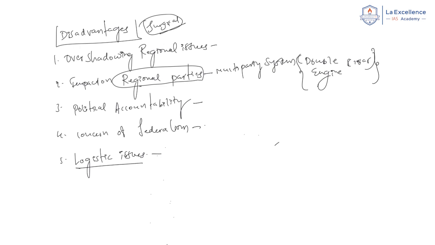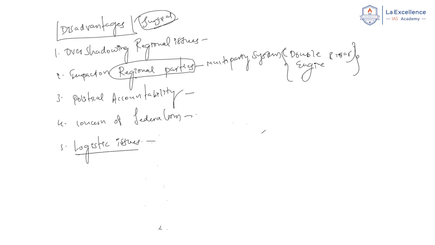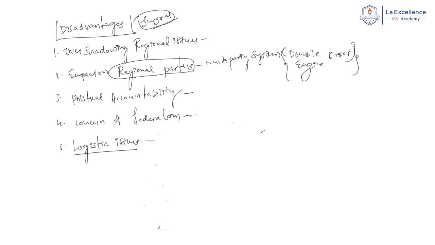Right. Another important one is the logistical issues. It requires significant resources, including a vast supply of electronic voting machines, trained personnel, bureaucrats and all to oversee the process. Hence, it requires a lot of logistics, and these are the disadvantages.